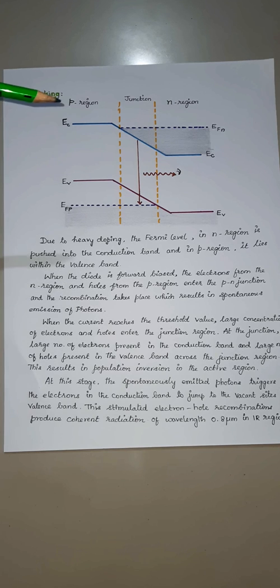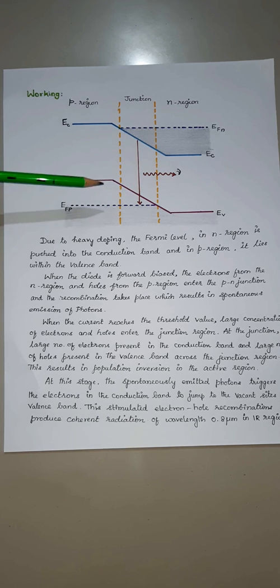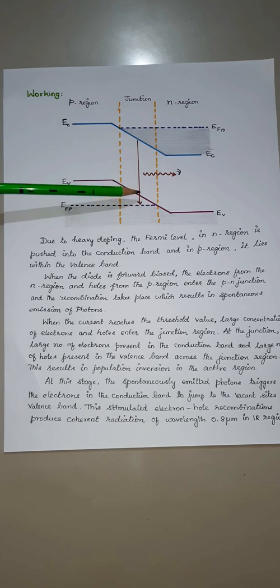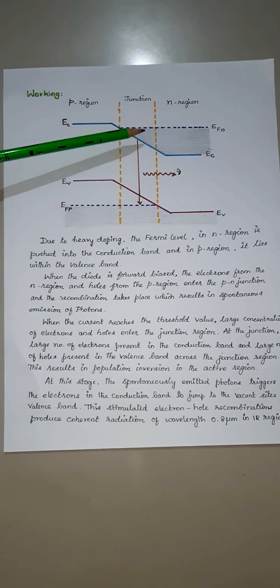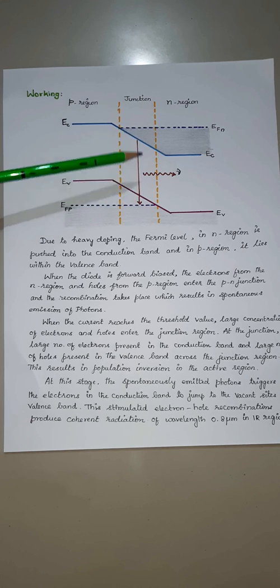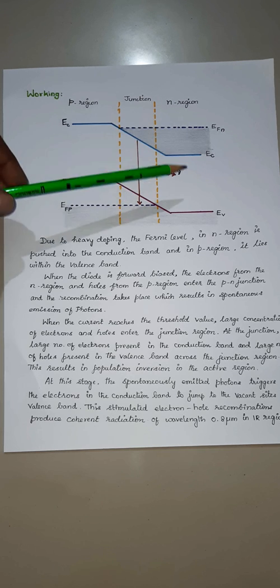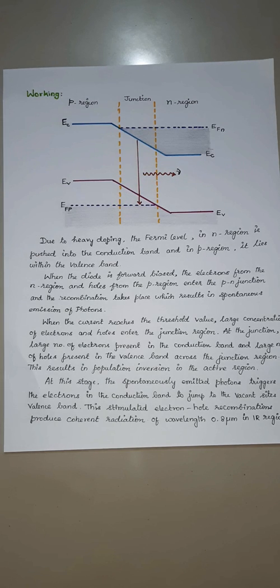That is, when you increase the current through the diode and it reaches the threshold value, a larger number of electrons enter the PN junction, and in the same way a larger number of holes from the P region enter the junction. Some spontaneously emitted photons will trigger the electrons in the conduction band at the junction to occupy the vacant sites in the valence band. During this stimulated electron hole recombination, radiation of wavelength 0.8 micrometer is produced. So this is how the diode laser works.